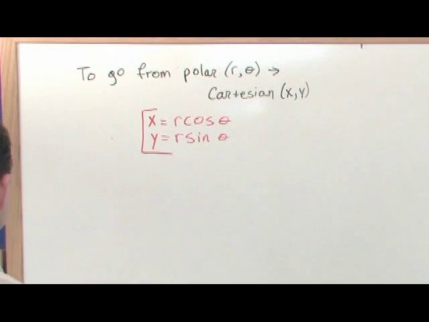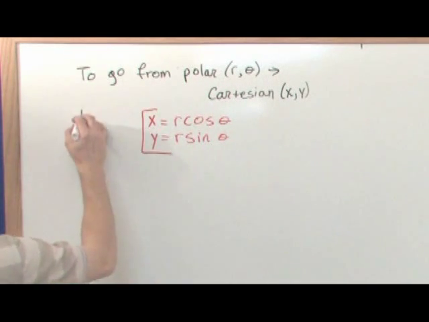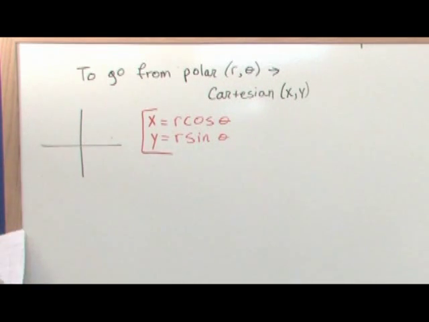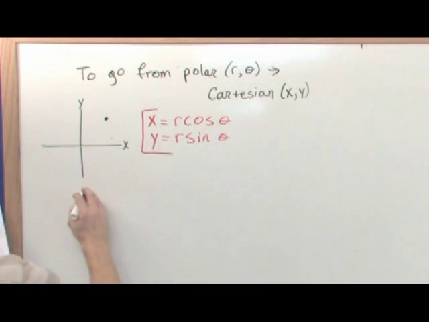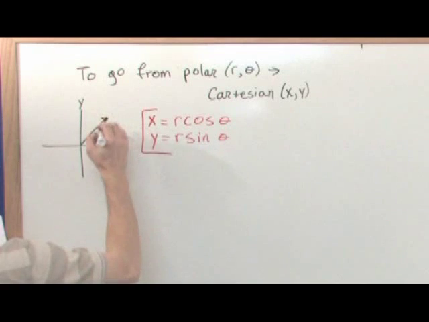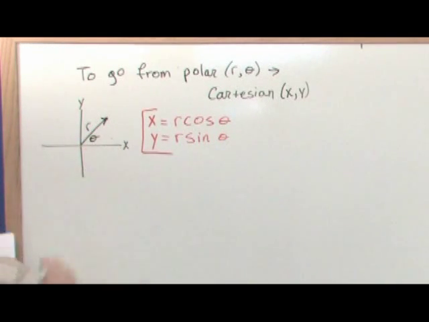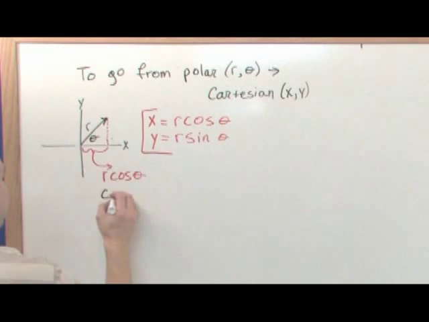Now why does this work this way? Well, if you remember back, let me just draw a quick little picture here to the side. Okay, if here's x and y, and here's the point I'm interested in, and obviously it's going to have a radius here and an angle here, okay. Well, this is the r and theta that I'm given, and I'd like to convert to Cartesian. I like to write it this way.